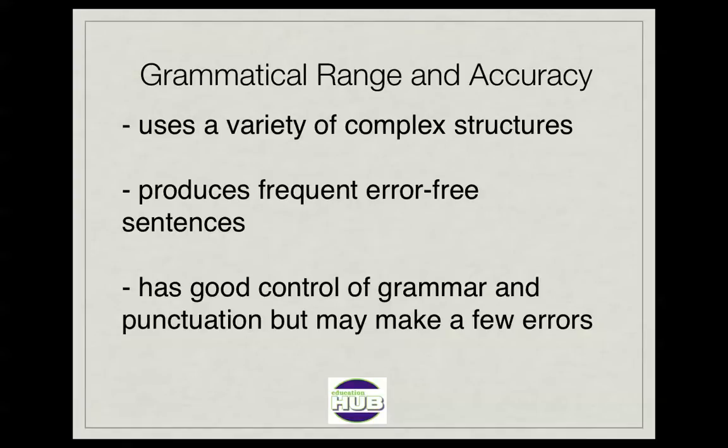The second one, produces frequent error-free sentences. Now what I tell my students is you really should be aiming for more than 50% of your sentences containing no errors at all. And the last one, has good control of grammar and punctuation but may make a few errors. So a few means not many at all. So what we need to do is minimize the damage by having as few errors as possible. So let's have a look at an example of a Band 7 essay now, and we'll have a look at my analysis.